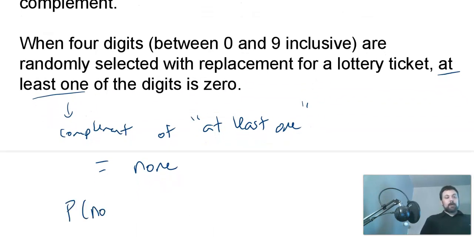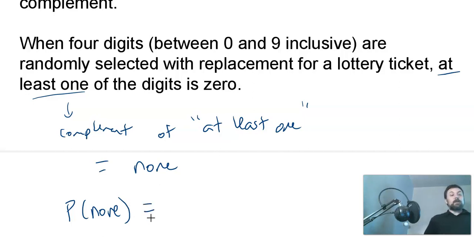So I want to find the probability that if I'm selecting 4 digits at random with replacement, meaning I can repeat the same number. So for example, I could get 2, 3, 3, 3. I can have the same number multiple times in this selection. Right. What is the probability that none of the digits selected will be 0?